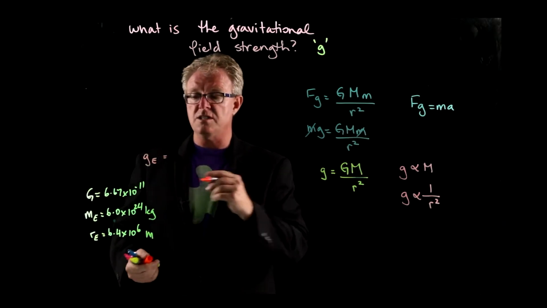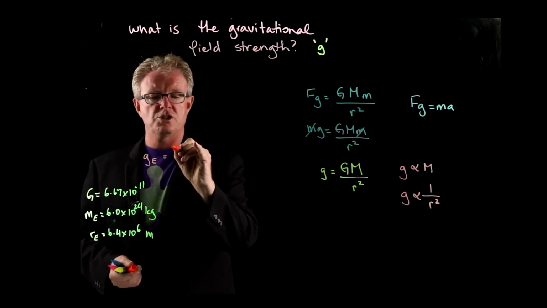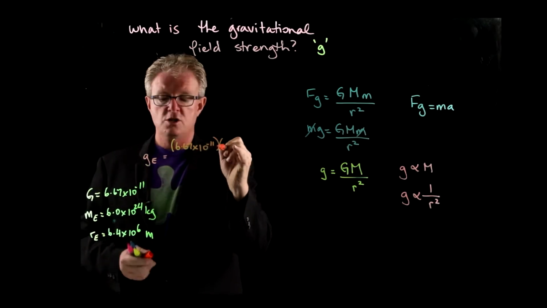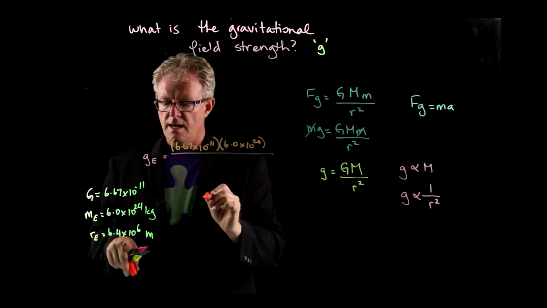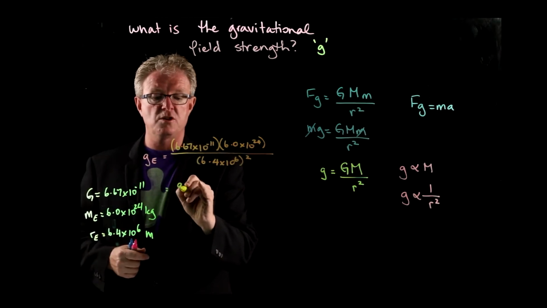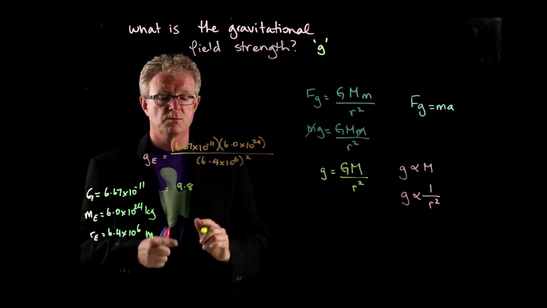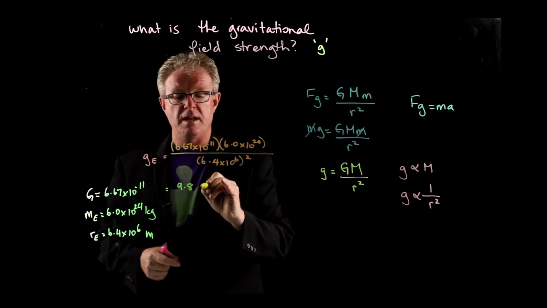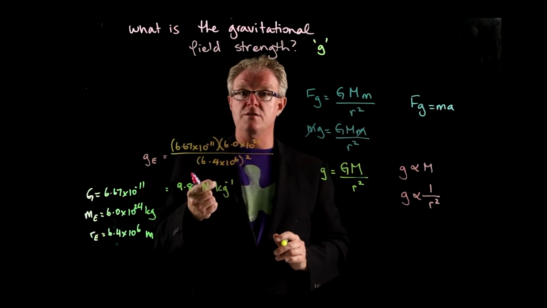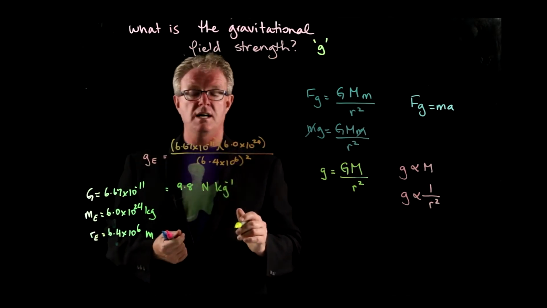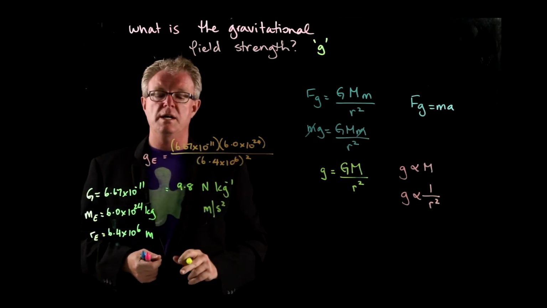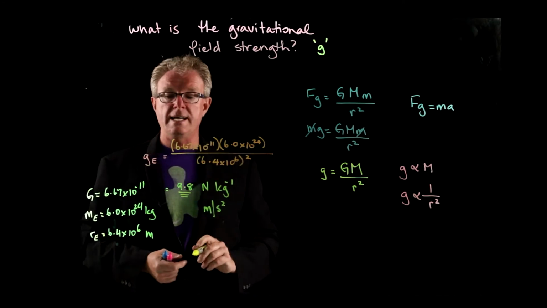So let's plug those values into our equation here. So we've got G, 6.67 times 10 to the minus 11, times the mass of the Earth, over the radius squared. And when we do all those calculations, it comes out to be 9.8. We could express that in newtons per kilogram if we're talking about the strength of the field. If we're talking about the acceleration of an object in that field, 9.8 meters per second squared. So for Earth, it's 9.8.